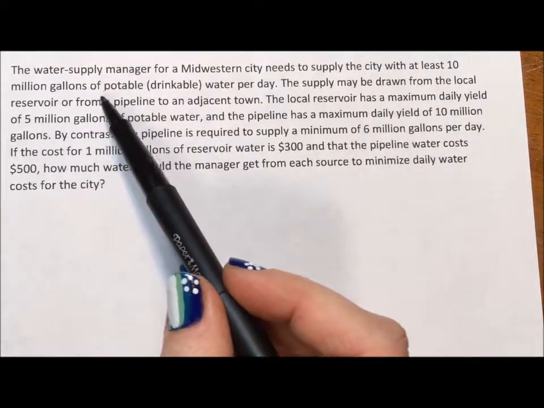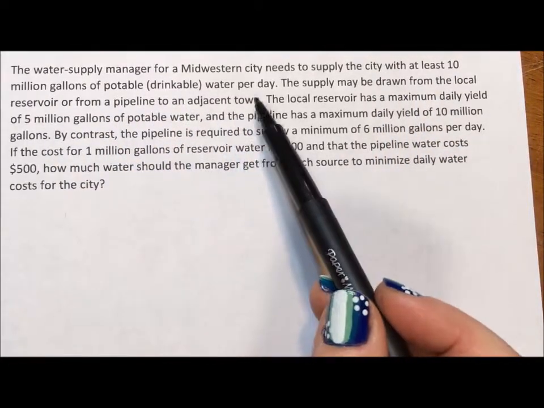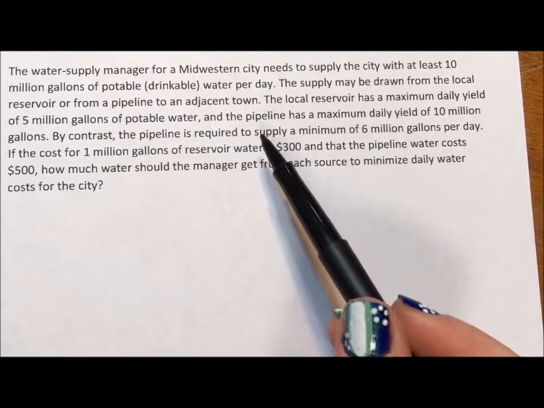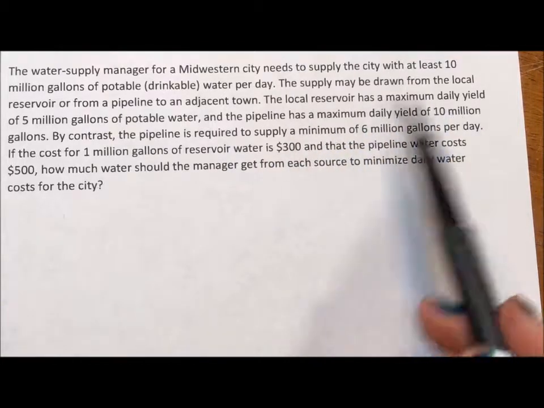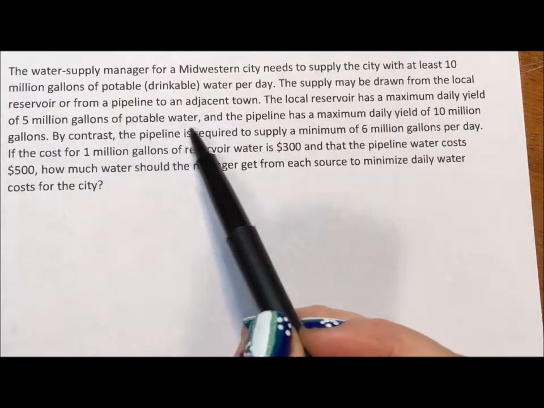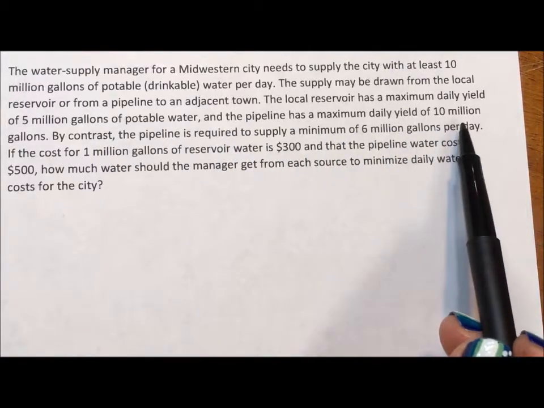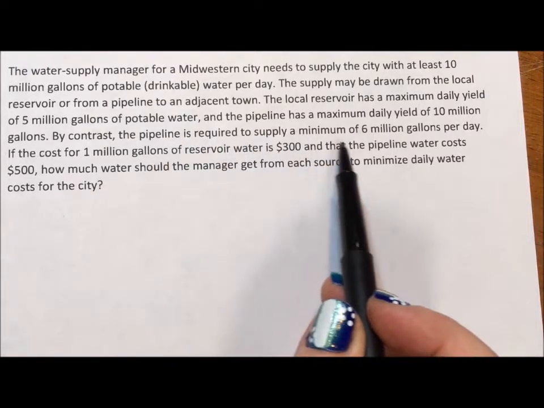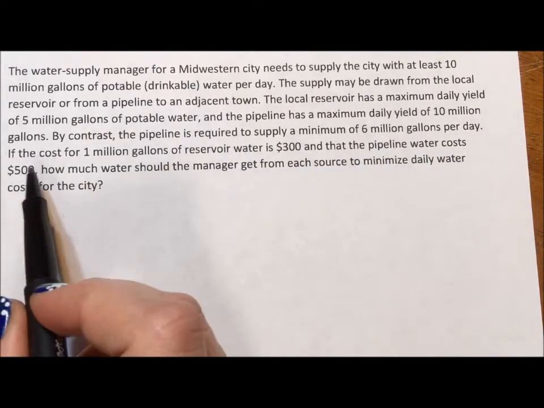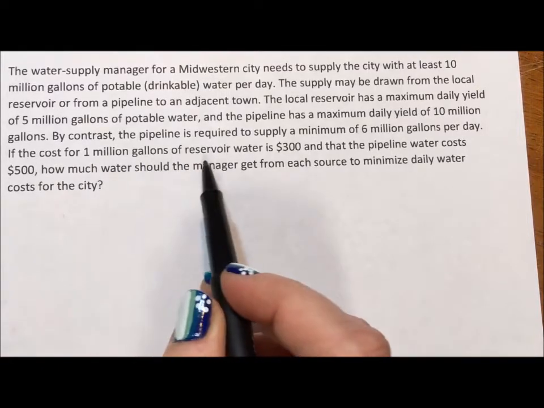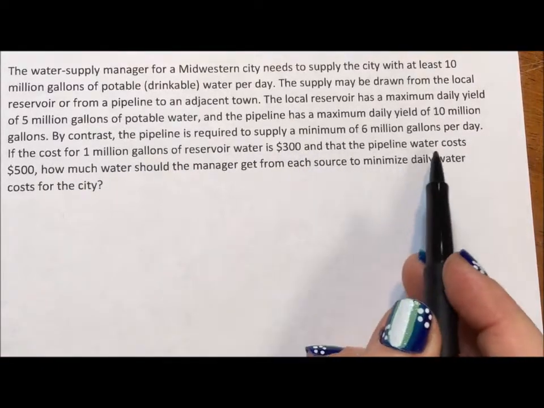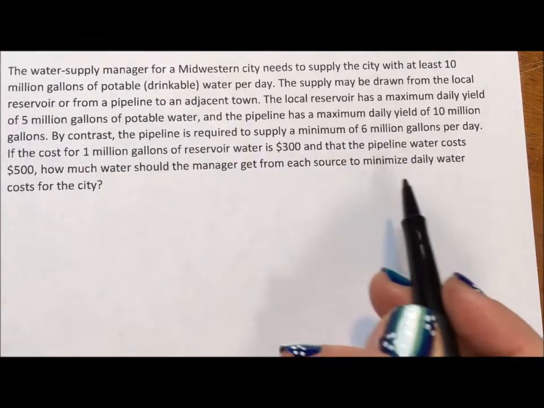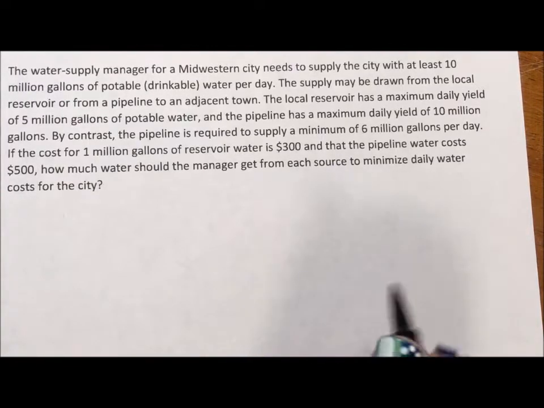10 million gallons of potable, drinkable water per day. The supply may be drawn from the local reservoir or from a pipeline to an adjacent town. The local reservoir has a maximum daily yield of 5 million gallons of potable water, and the pipeline has a maximum daily yield of 10 million gallons. By contrast, the pipeline is required to supply a minimum of 6 million gallons per day. The cost for 1 million gallons of reservoir water is $300, and the pipeline water costs $500. All right, how much water should the manager get from each source to minimize daily water costs for the city?